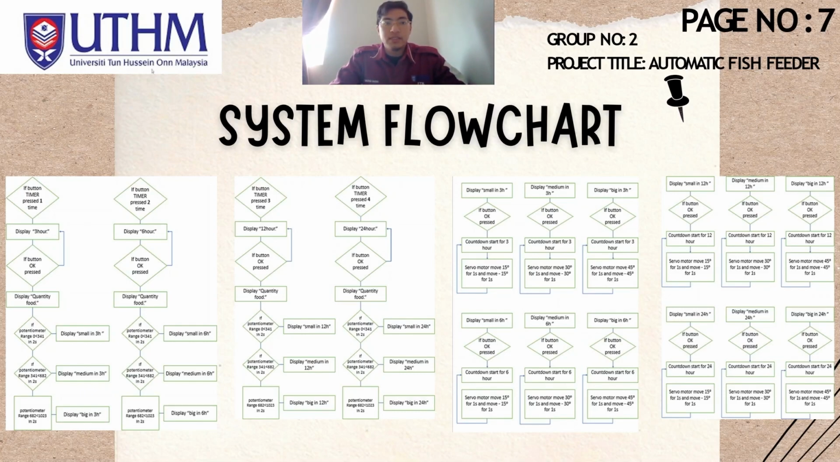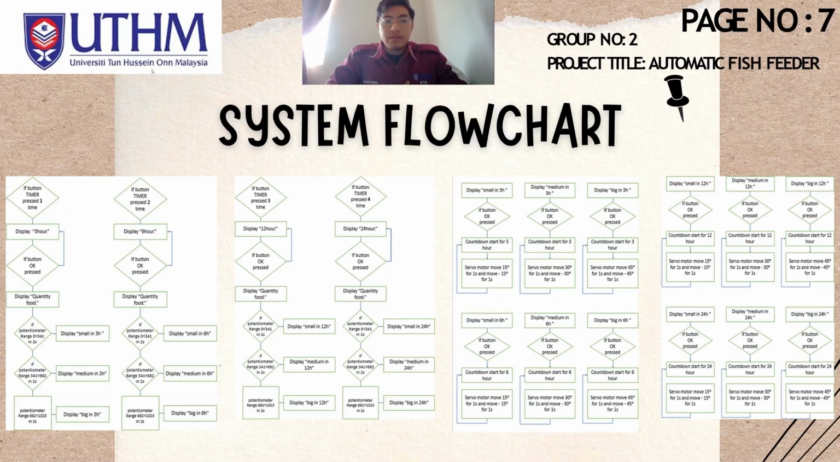If we push the timer button again, it will repeat: 3 hours, 6 hours, 12 hours, and 24 hours. Next, if we push the second button, it will show the quantity of the food. If we push it one time, it will show small. The second time, it will show medium, and the third time, it will show big.